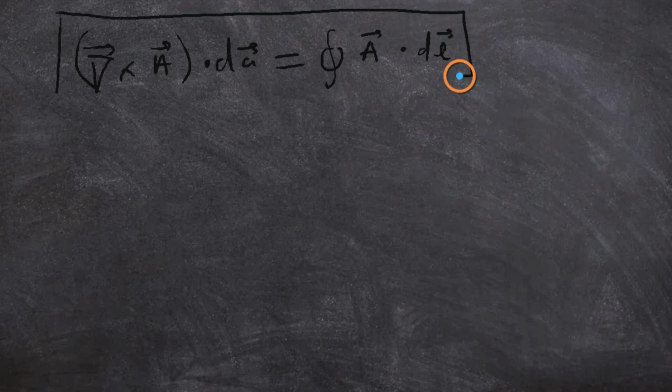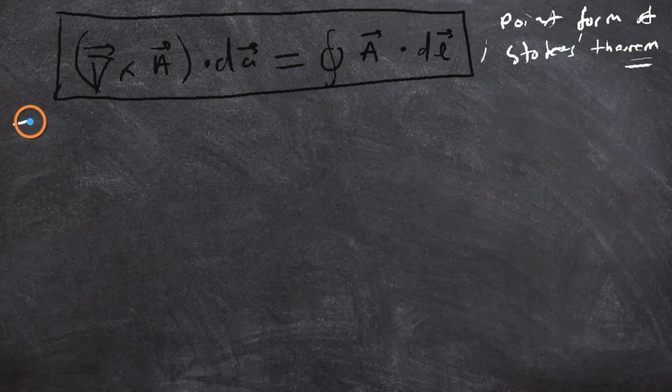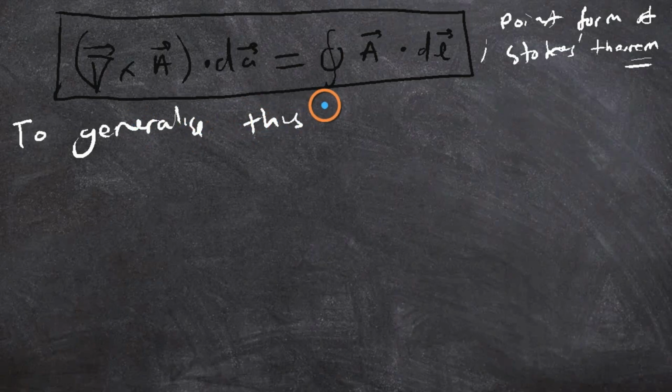And this expression that we have now arrived at happens to be what is called the point form, because we are talking about a single particular surface, and we describe how this surface is bounded by some path dl. This is the point form of Stokes' theorem, so it's not general yet. To generalize this to any physical system, because physics is all about generalized systems, you want an equation that can describe pretty much any system.